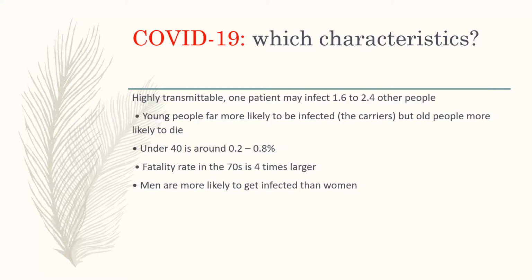Which characteristic of COVID-19? The characteristic: highly transmissible. One patient may infect 1.6 to 2.4 other people. Of course, young people are far more likely to be infected and are considered carriers, but old people are more likely to die. Under 40 is around 0.2% to 0.8%. Fatality rate in the 70s is 4 times larger. Men are more likely to get infected than women.